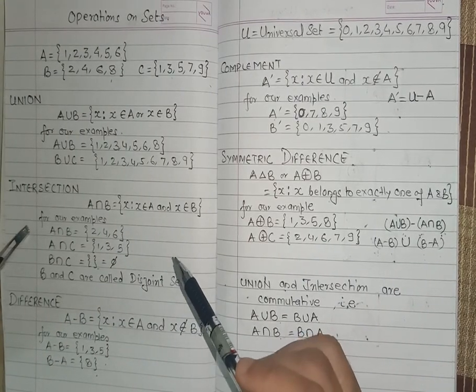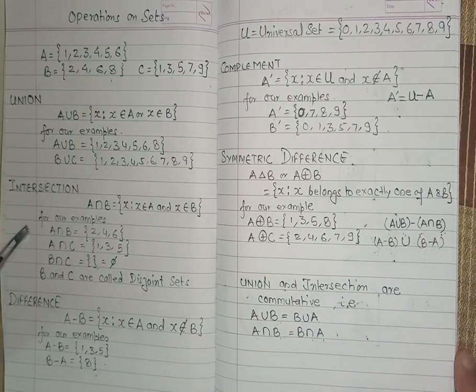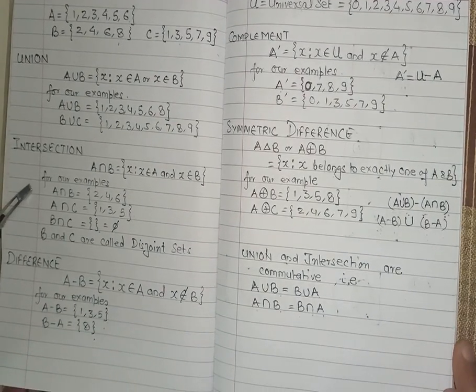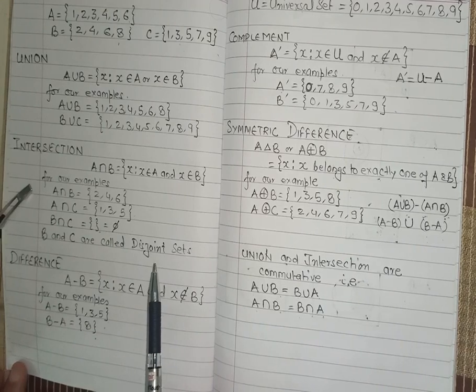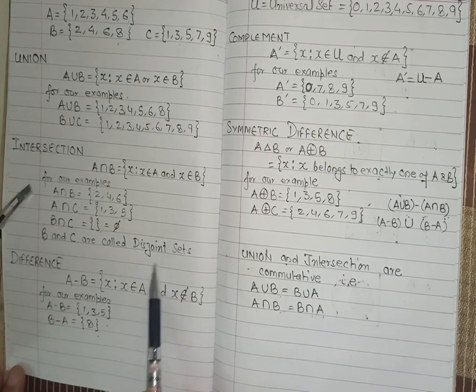Such sets which do not have any element in common, or in other words whose intersection is equal to the null set, are called disjoint sets.